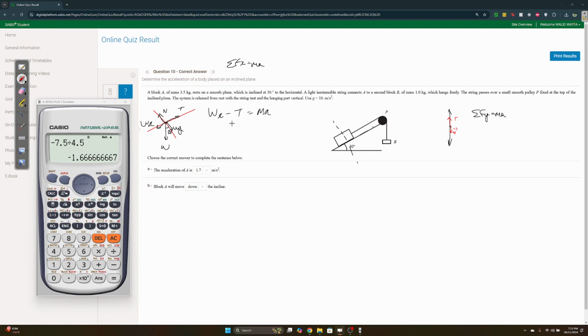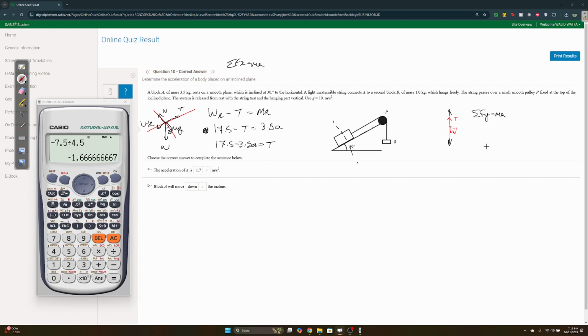Okay? wx here is mg sine 30. So mass 3.5 times g 10 times sine 30, which I told you was 17.5. Minus t equals the mass times acceleration, so 3.5a. Okay, so let's find the expression for t. You're gonna get 17.5 minus 3.5a is equal to t. Okay, so this is your expression for t.